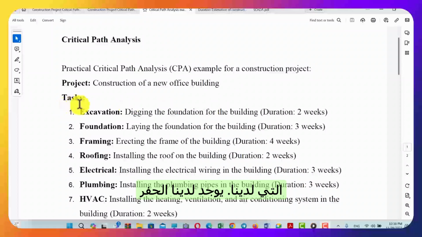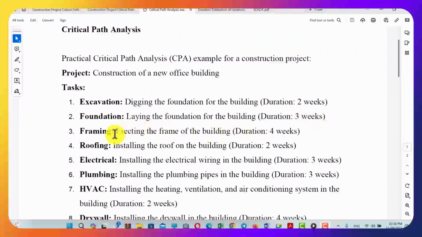We have the excavation, which is digging the foundation for the building, and the estimated duration of this activity is 2 weeks. We have the laying of foundation. So laying the foundation for the building is the second activity, and the duration of this activity is 3 weeks. Then number 3, we have the framing.